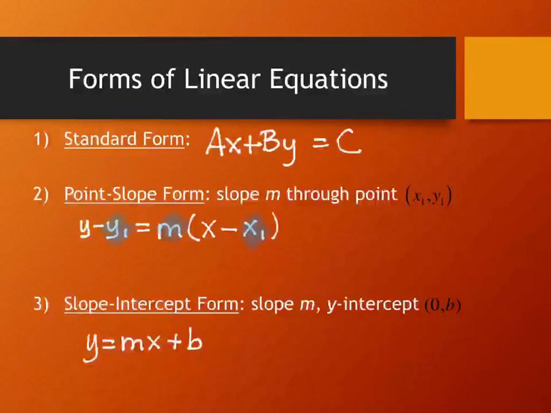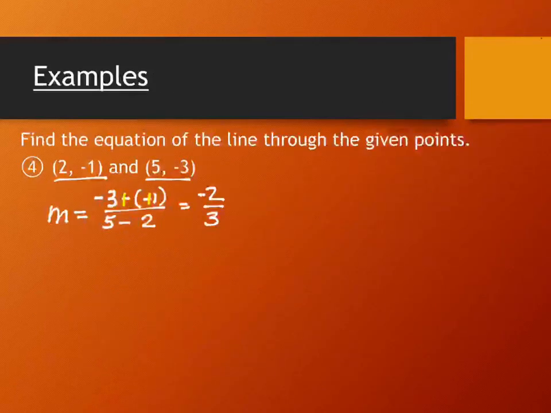Well, if you take a look at number 2 and number 3 here, the different forms, they both have m in them. M's the slope. I have to have a slope before I can continue. That's why I need a slope, so I calculated the slope first. Okay, so I have the slope and I have a point.